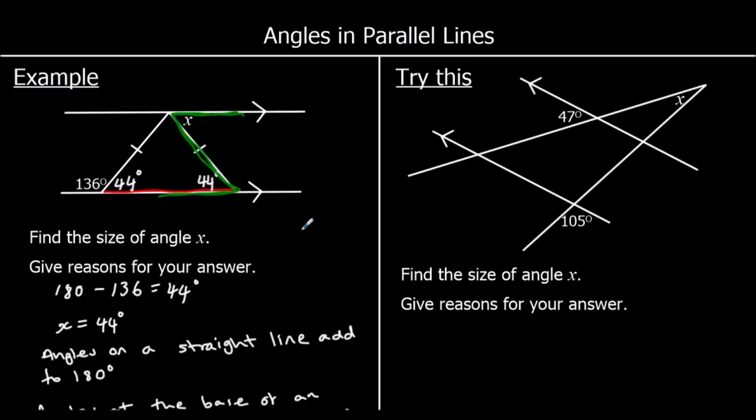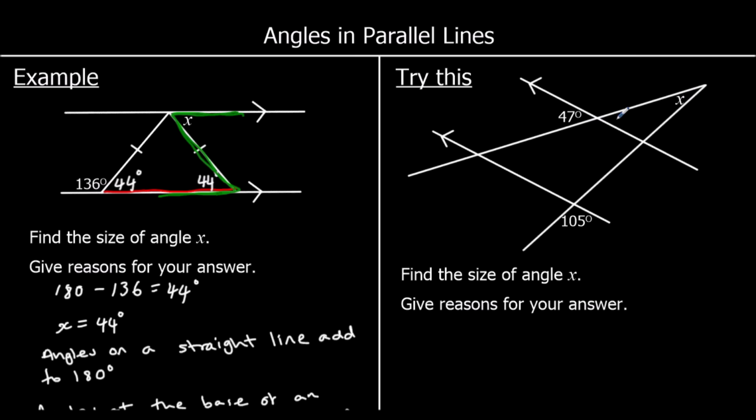Okay, one for you to try. So give this a go. So you can see we've got two different lines going through the parallel lines. So we have to be careful to only use one at a time to not mix up the two lines. So we need to find x, which is over here. So we can find that using angles in a triangle.